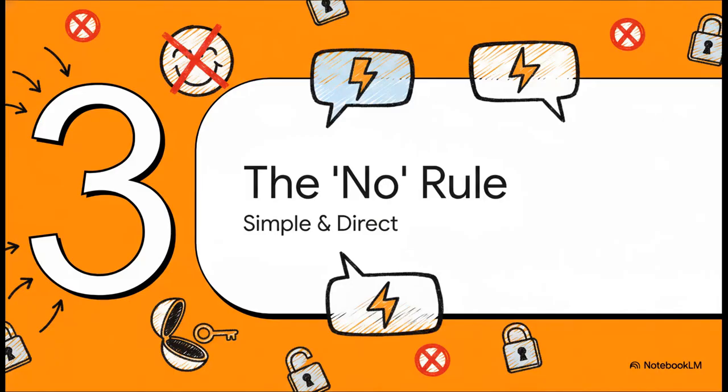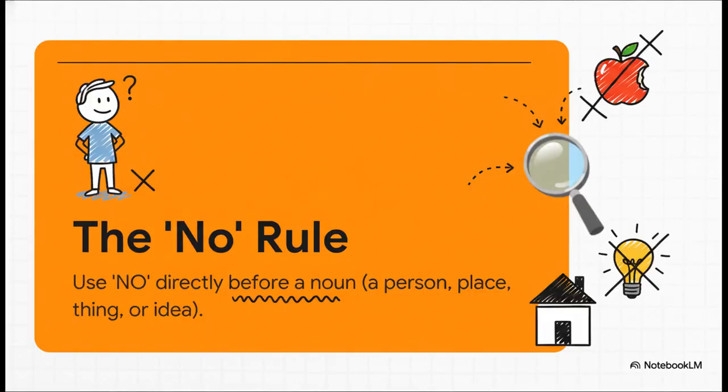All right, we've covered "not," we've covered the do family. What's left? Well, it's our final piece of the puzzle. And honestly, it might be the easiest one of all. The simple little word "no." This one is so direct and easy once you know the secret. The rule for this one couldn't be simpler.